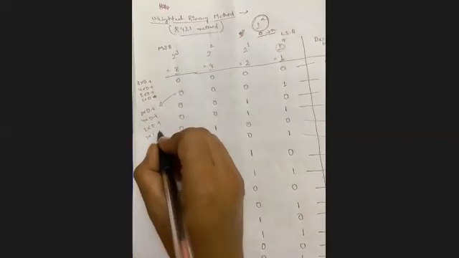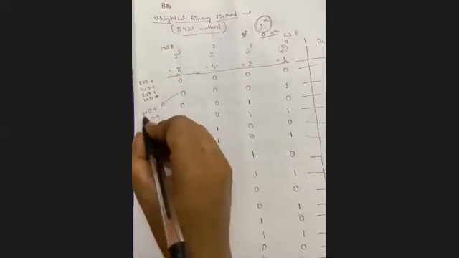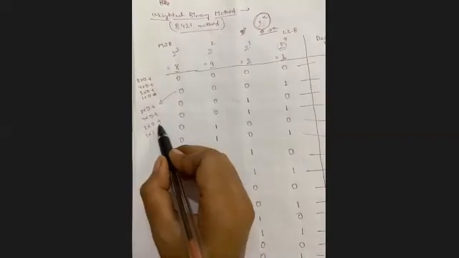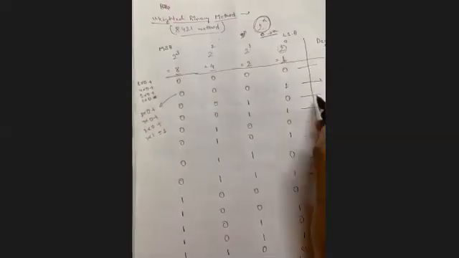8 into 0 plus 4 into 0 plus 2 into 0 plus 1 into 1. So what will be my final outcome value? 8 into 0 is 0, 4 into 0 is 0, 2 into 0 is 0, 1 into 1, the final value will be 1. So this whole 4-bit is representing the value of 1.